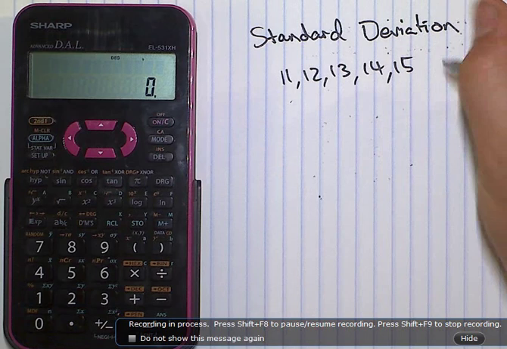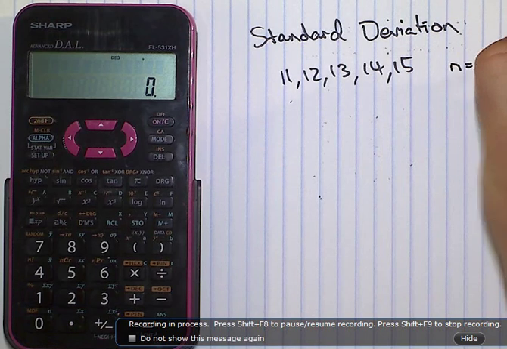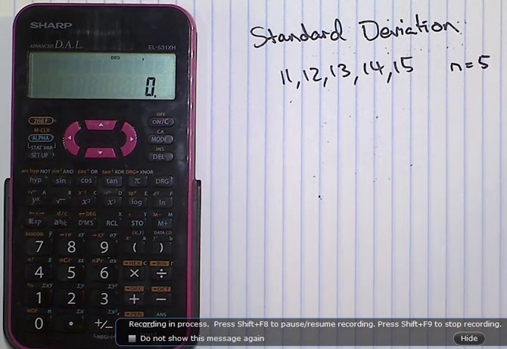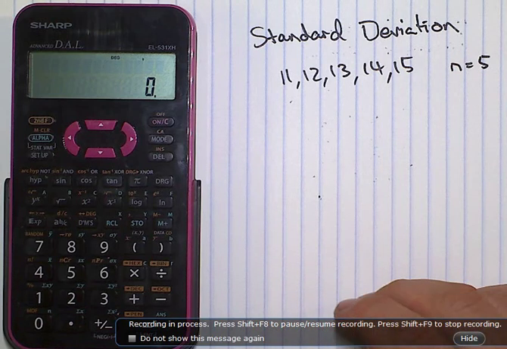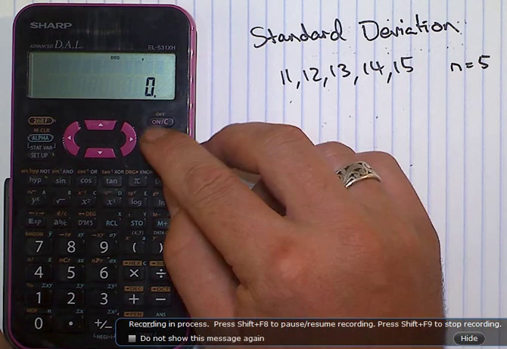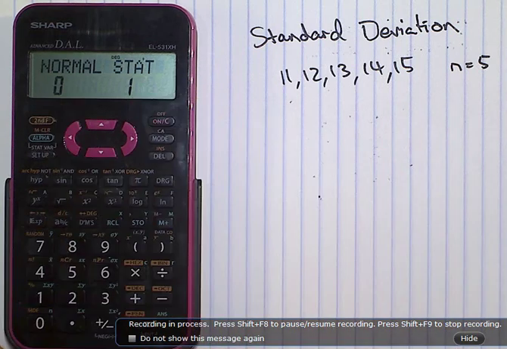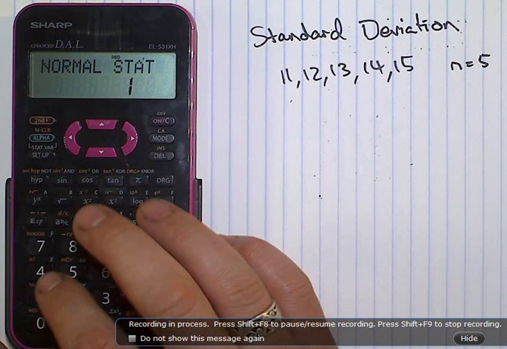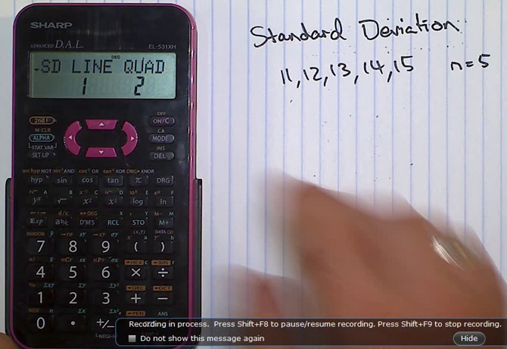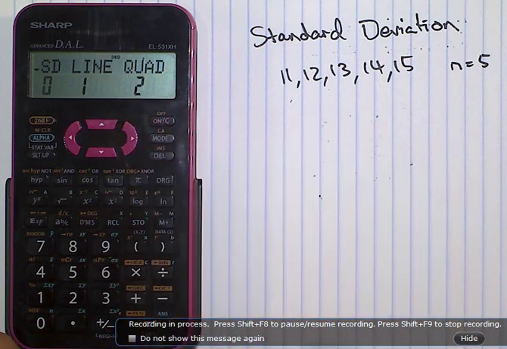So these are 5 numbers we're going to be using, these scores. First thing we need to do is change the mode of the calculator. Mode. We're going from normal to statistics. Press 1. For this one, we are going to be looking at standard deviation. Press 0.